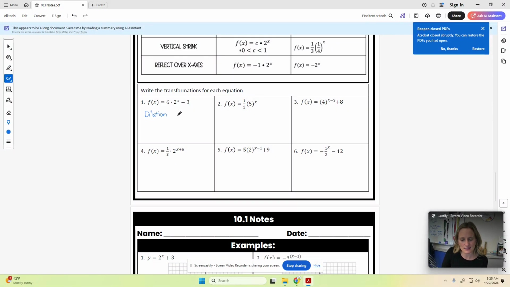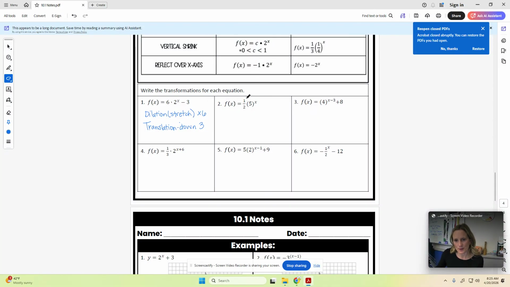with the 6, and since 6 is greater than 1, it's going to stretch our graph taller. It's going to stretch it taller 6 times. So every y value is getting multiplied by 6 as it's growing. And then we also have the translation of shifting it down, because it's a minus 3 on the end. So those are the 2 transformations to that parent function in that equation.